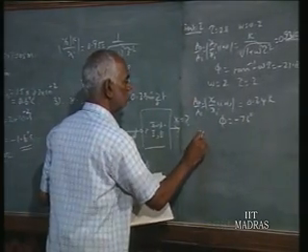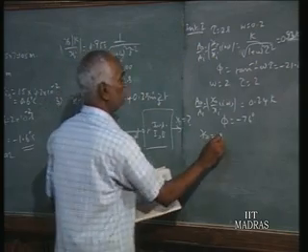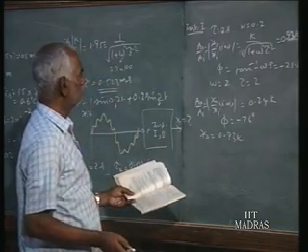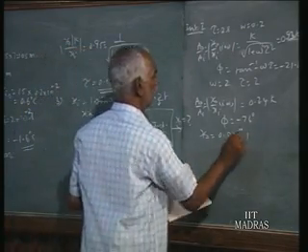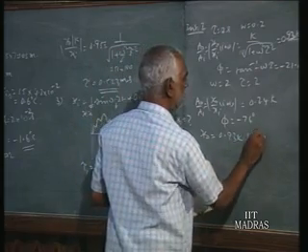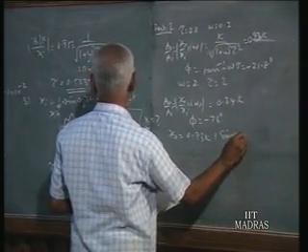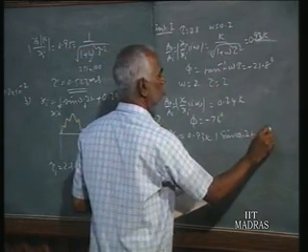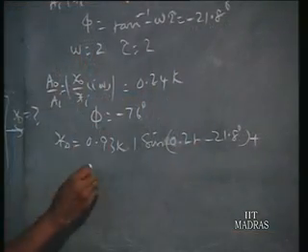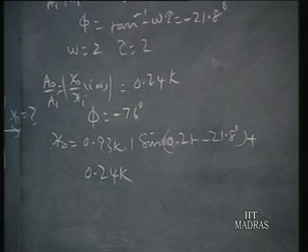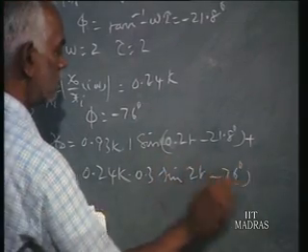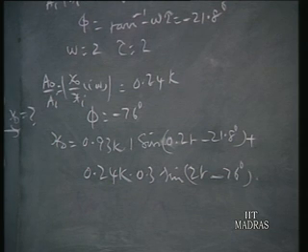Now the output signal xo is equal to 0.93 K into AI. AO is equal to this into AI. AI happens to be 1 for this signal, into sin omega t, where omega t is here 0.2 t, and phi is minus 21.8 degrees. So this is the first term. The second term is now 0.24 K into the AI, that is 0.3, into sin of 2t minus 76. This is the final equation of the output signal.